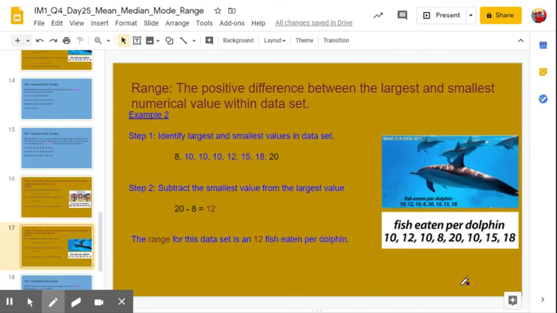Example 2, our smallest number is 8. Our largest number is 20. So the smallest meal is 8 fish for the tiny dolphin, and the big dolphin had 20 fish. All right, so step 2, we're going to subtract the smallest from the largest. So we go 20 minus 8, which gives us 12. So the range for this data set is 12 fish per dolphin. That's a pretty big range, pretty big difference for how many fish each dolphin is eating.